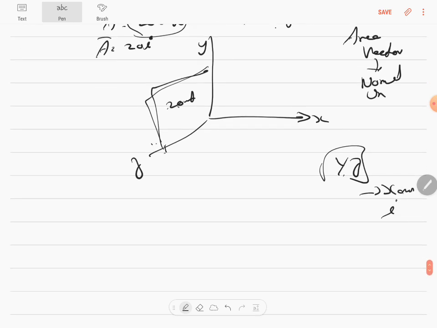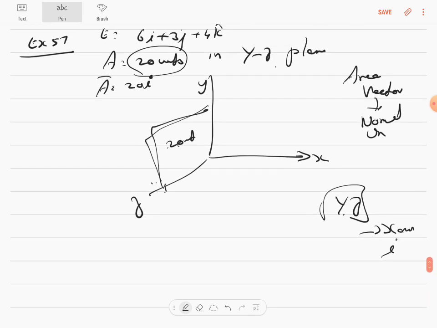Okay, that's very necessary. YZ plane means its normal, the area vector, will be perpendicular to the plane, which is along the x-axis, which is 20i. Then they ask you to calculate the flux. Flux is nothing but E dot dS. The electric field is 6i plus 3j plus 4k. It's given, and the area vector is 20i.